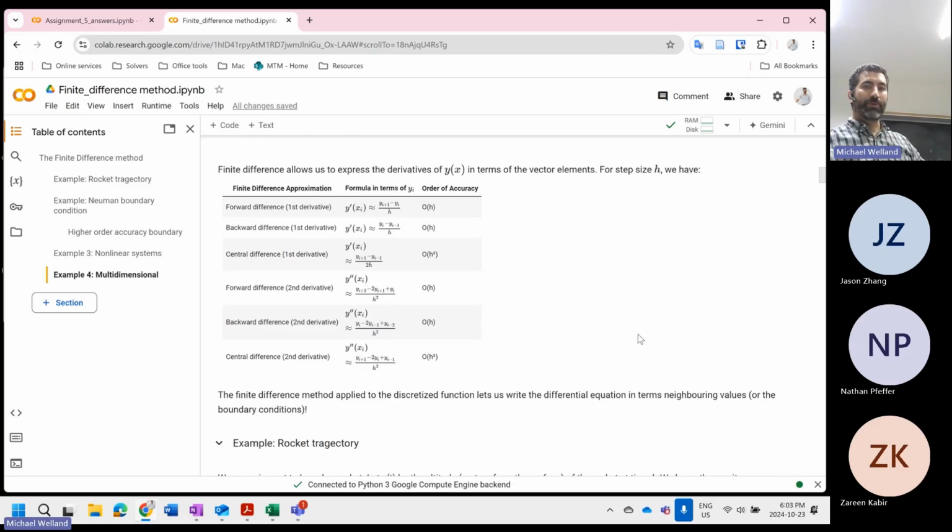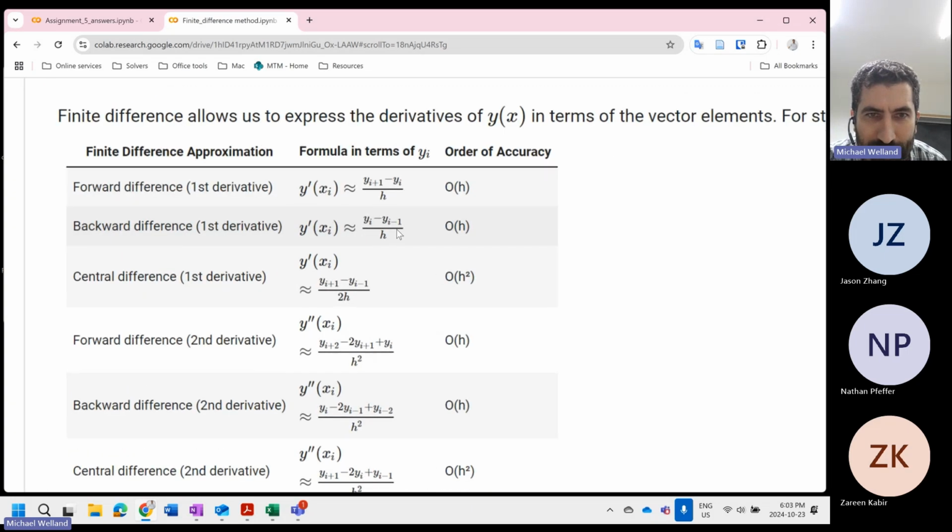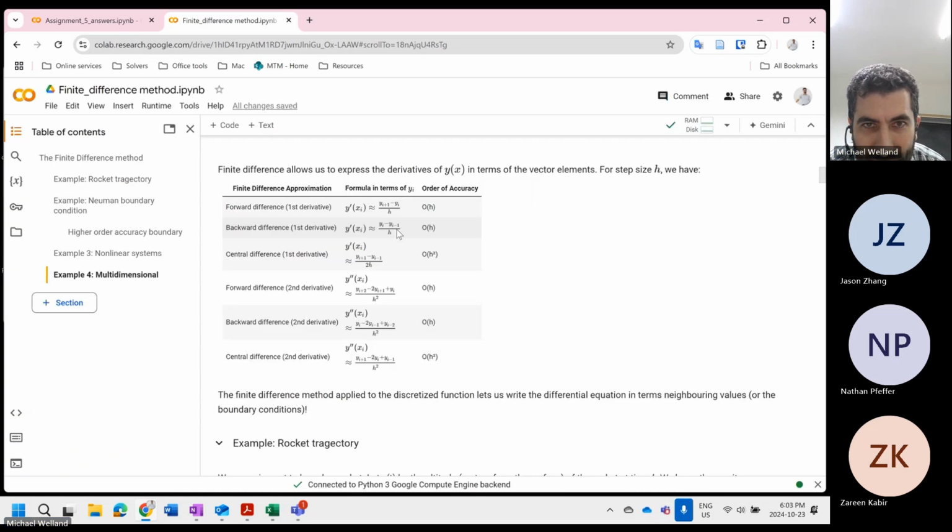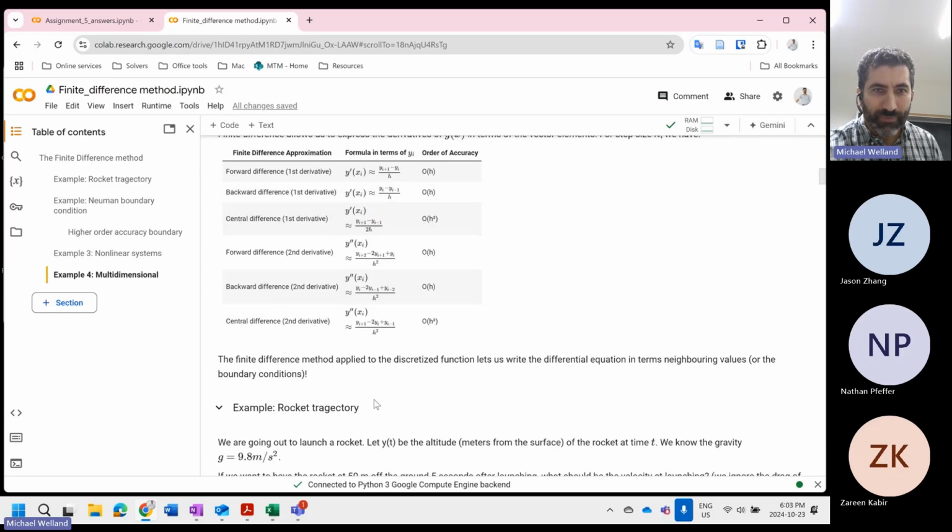Here's a nice summary table of the different techniques. That's how you calculate the derivatives. I'm sorry, this is really small. Markdown tables are really messy for some reason. I don't like them at all.